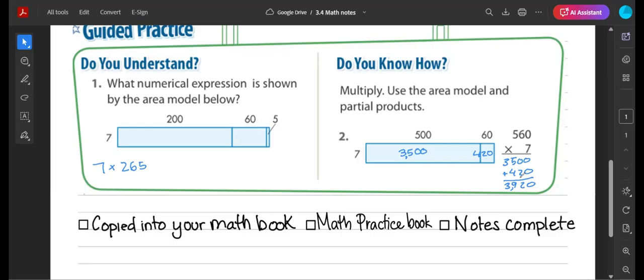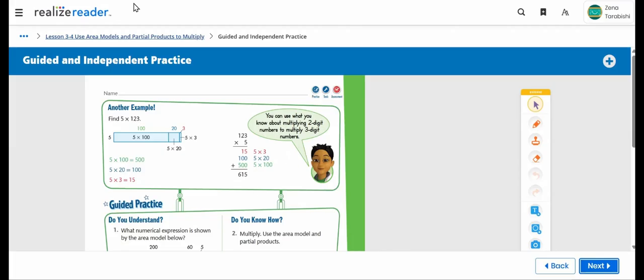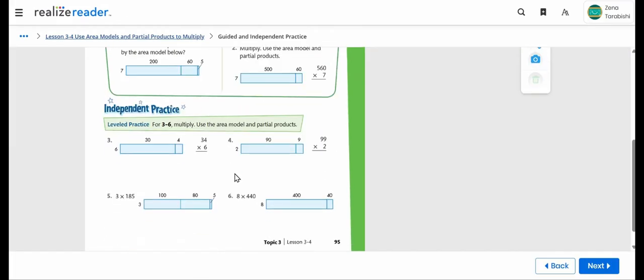For your independent practice, please make sure that you are showing your partial products and solve using your area models. And don't forget to complete all of the questions front and back.